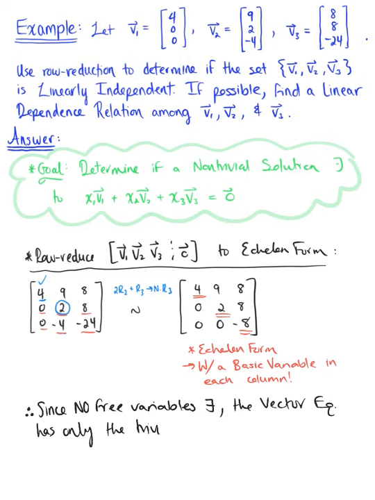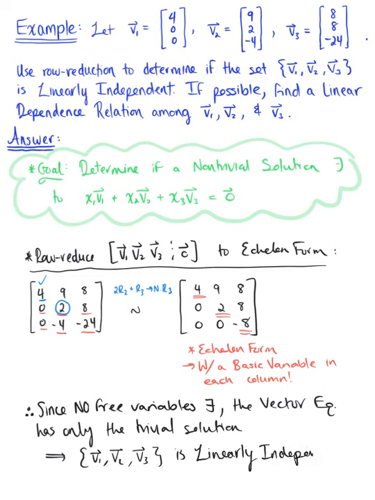And therefore, by definition, since the vector equation has only the trivial solution, the set of vectors v sub 1, v sub 2, and v sub 3 is linearly independent by definition. And that's our beautiful final answer.